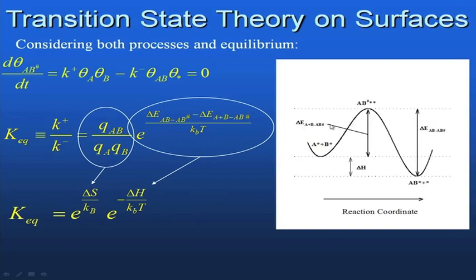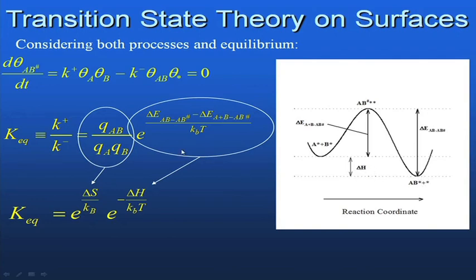So, this is the energy difference, that is why it is written, this gap is your delta E for A plus B minus AB double dagger, and this is your delta H of reaction, that is the difference in energy of this state and this state.